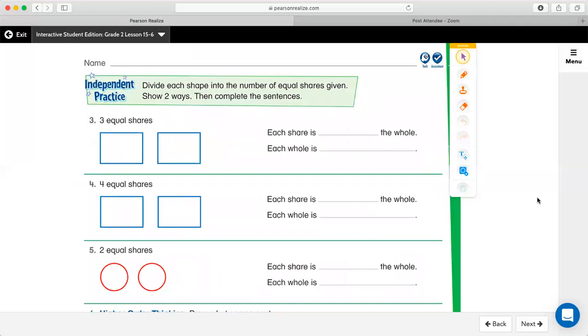And then as you continue through, okay, it's going to ask you to show 2 different ways. It's going to tell you 3 equal shares, show me in 2 different ways. So this one, you could go this way, would be one way to show it. This would be another way to show it. So each share is a third of the whole. Okay. And each whole is 3/3.